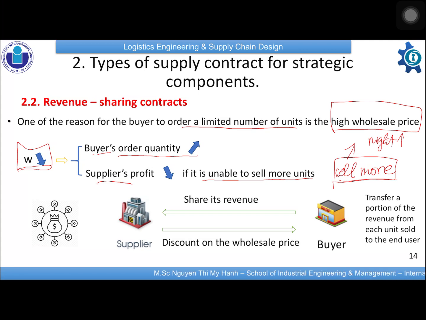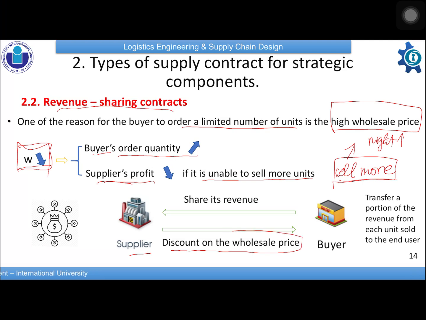If the buyer doesn't increase a lot, if they only increase a little, then the supplier profit might decrease. That's why they create another supply contract called the revenue sharing contract. And here the supplier will give a discount on the wholesale price, but in return the buyer has to share its revenue with the supplier.